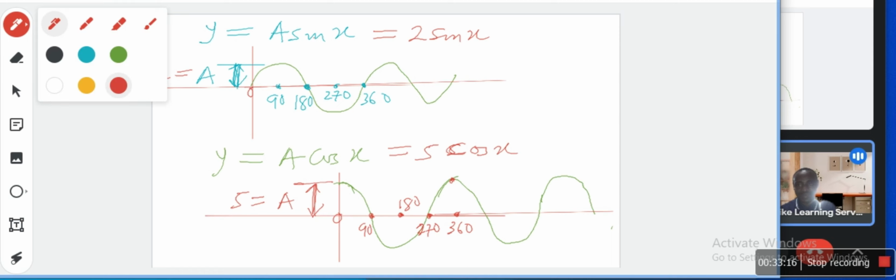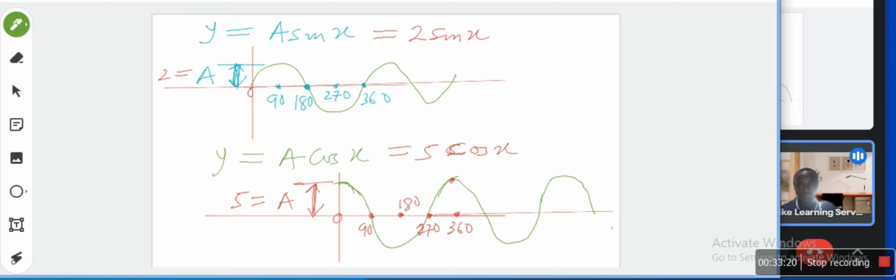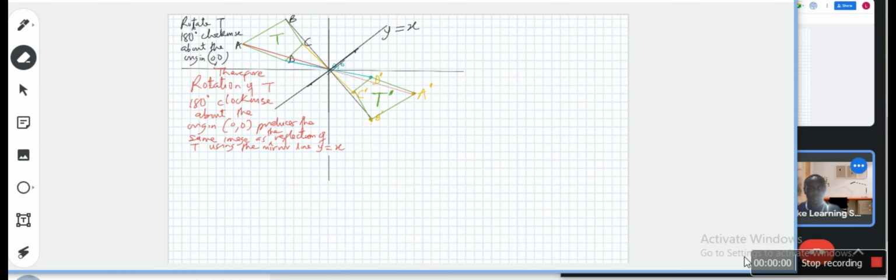So this is how some of these graphs look. The one for tangent is not periodic, so it looks really different. So this is when you are required to plot a graph of something. Let's use this small space to explain this.